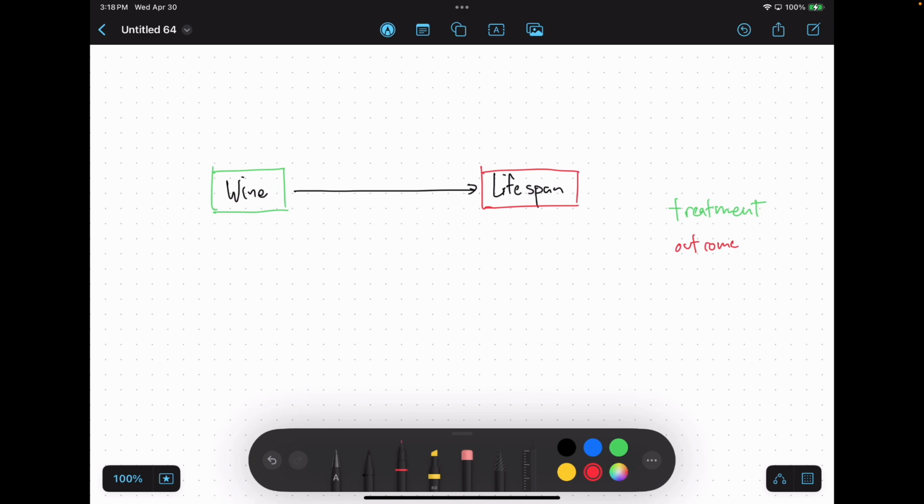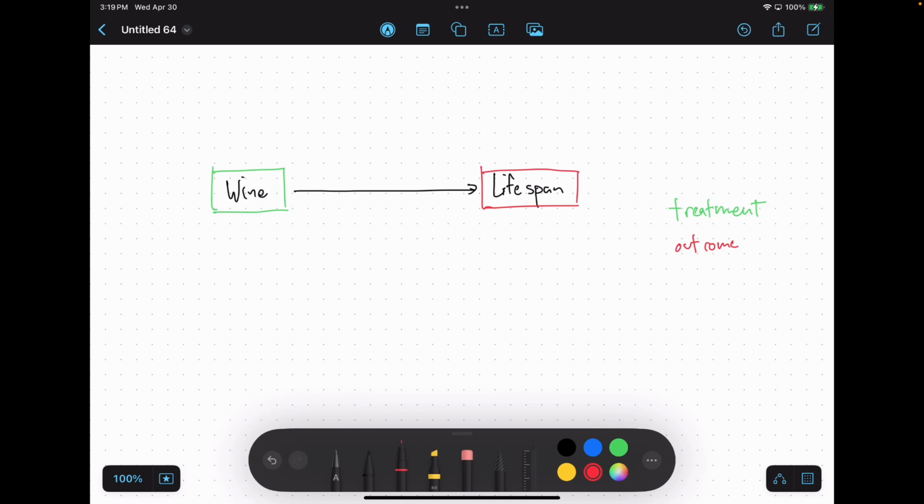Now, going back to my earlier discussion, if this was like a physical sciences type thing where I could just run an experiment, then I could just take a population of people and force them to drink wine and observe how their lifespan would change, right? But we can't do that, and instead we have to rely on observations.